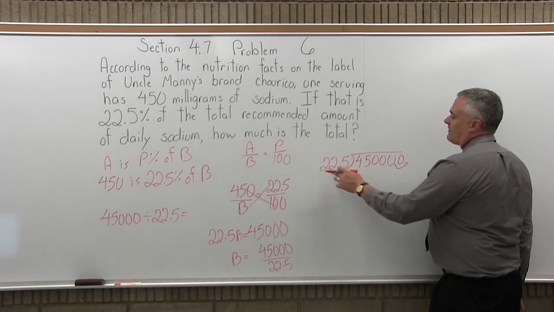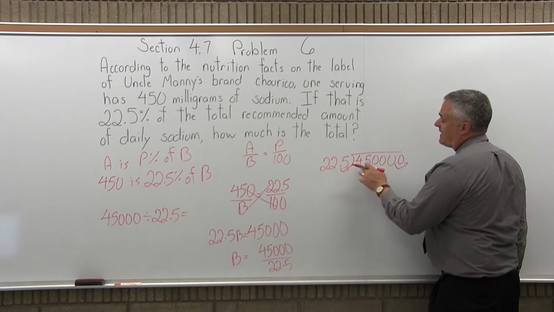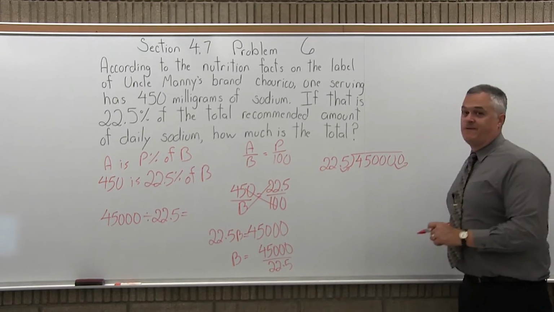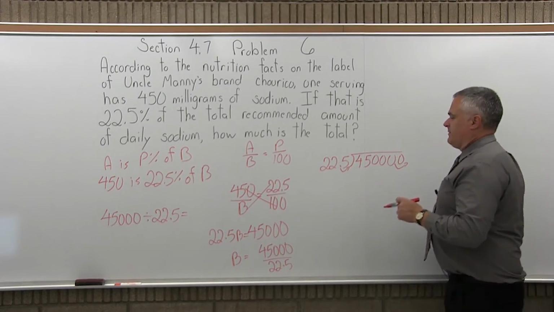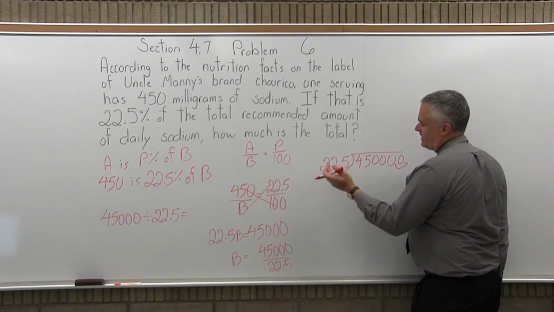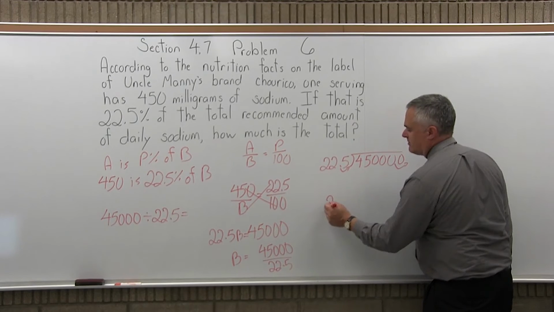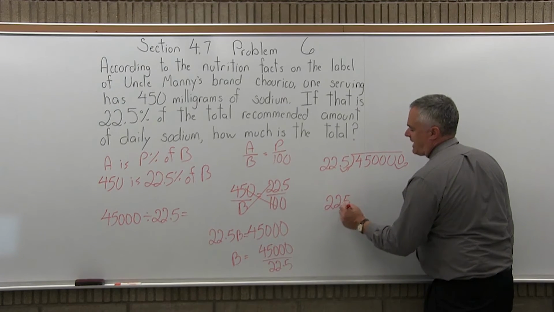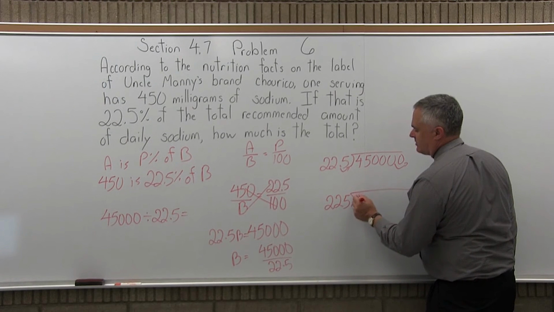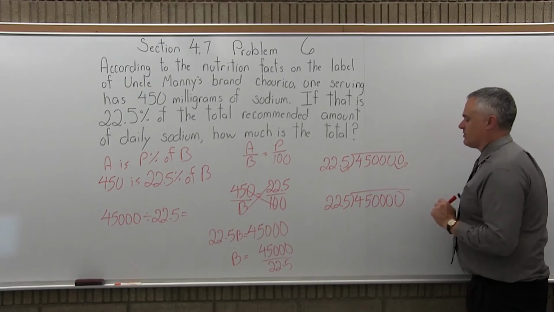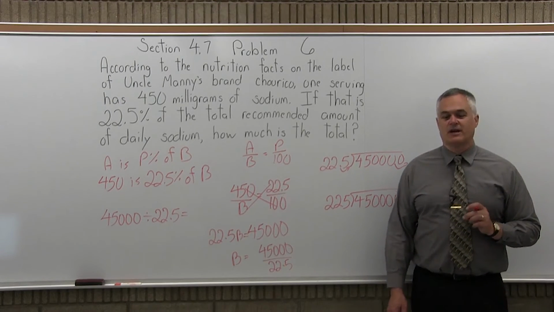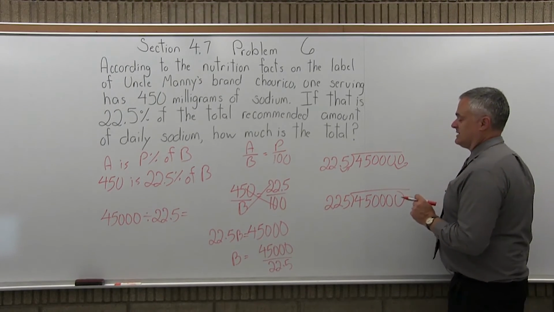So now I have to divide 225 into 450,000, and that'll give me my answer. It had three zeros before I added a fourth one. So 225 divided into 450,000.